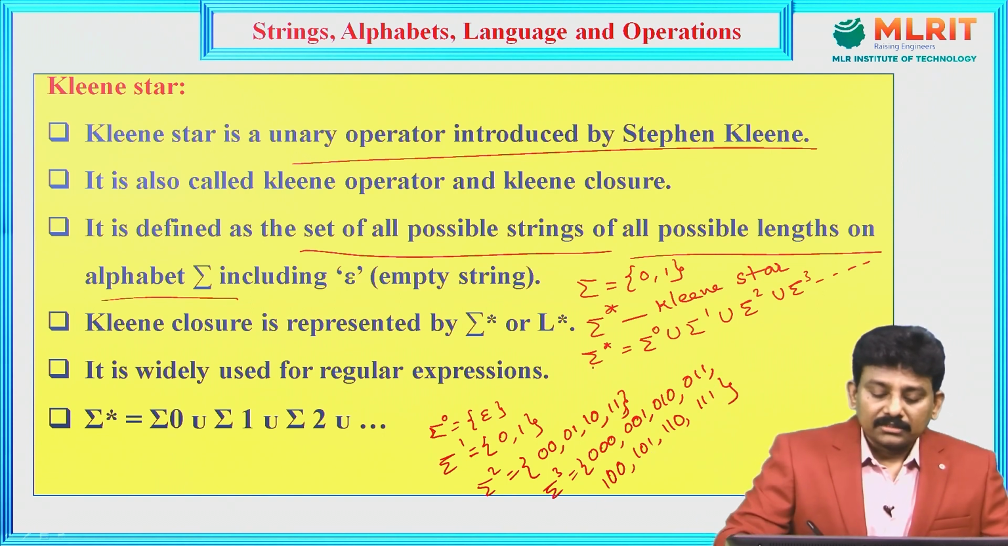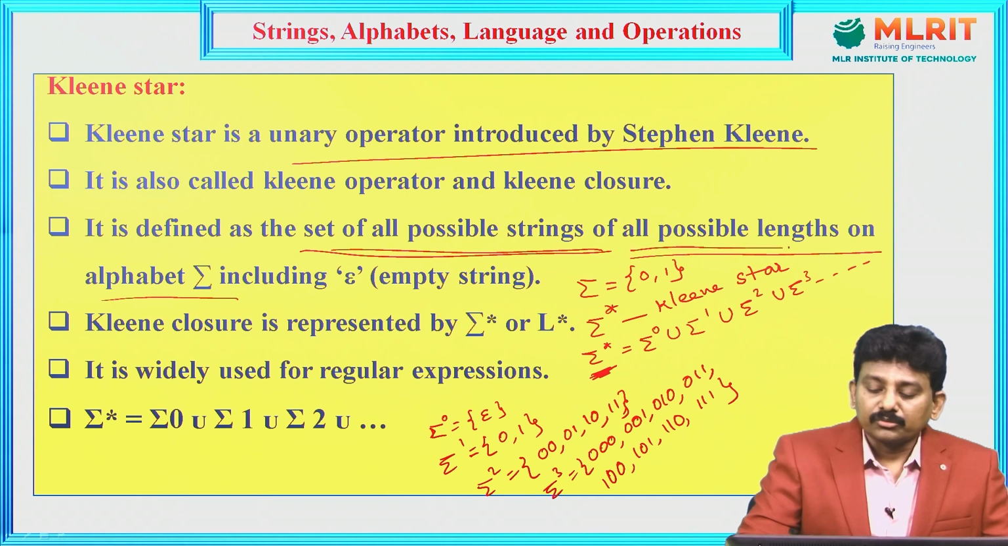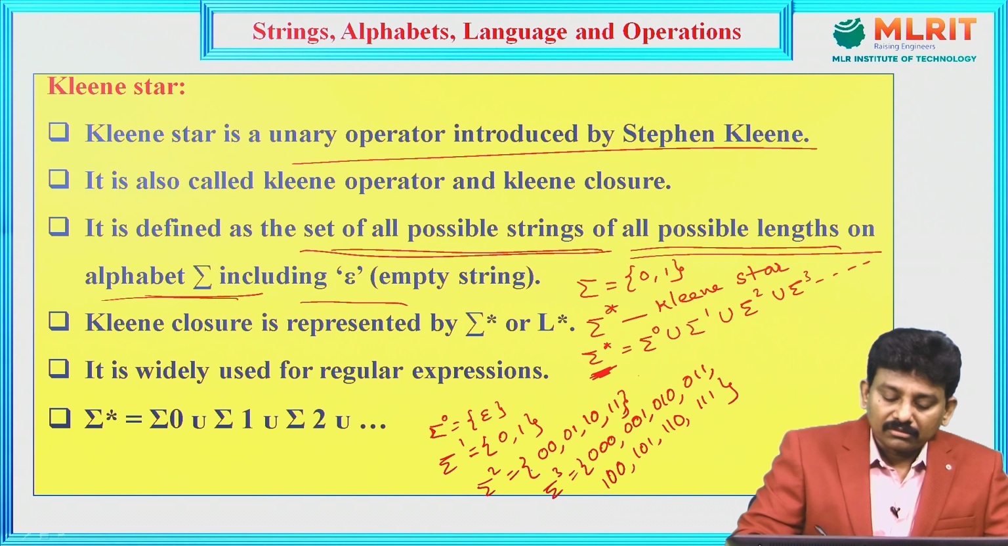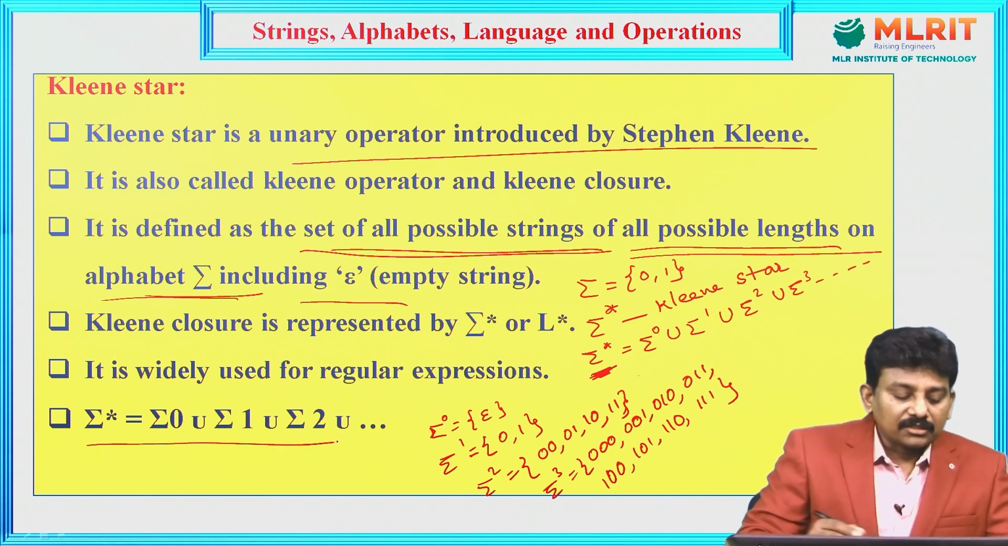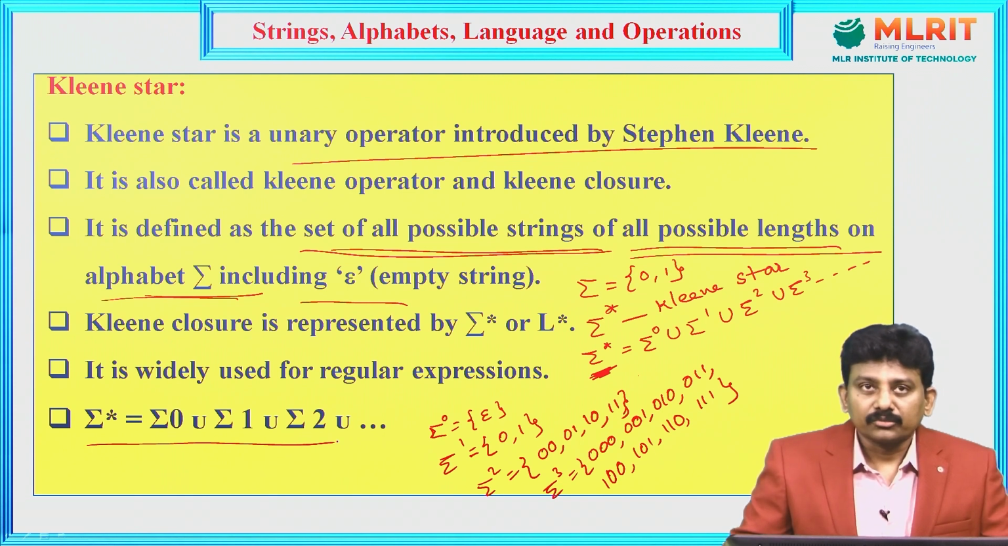Sigma star is the set of all possible strings of all possible lengths on alphabet sigma, including epsilon. If you take the union of all these, we get sigma power 0 union sigma power 1 union, and so on. So, it is the set of all strings, including epsilon, of all lengths.